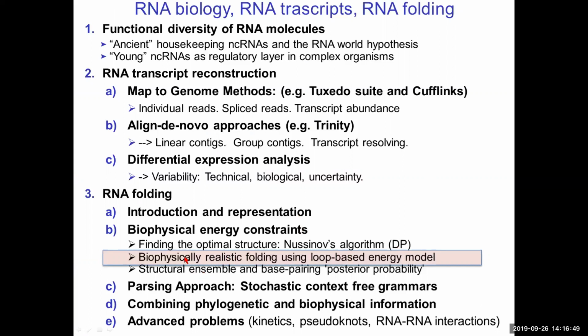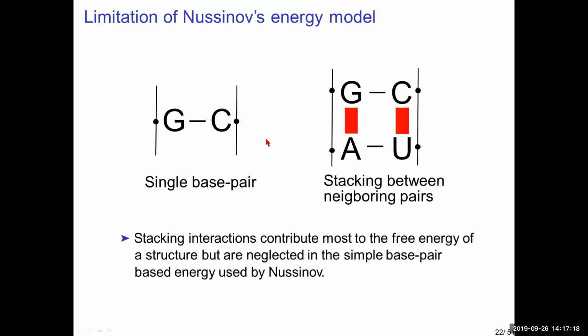You can then go a step further and say, well, the most important aspect of RNA folding is not in the specific base pairs that are made, but it's in the stacks, so in the pairs of base pairs, and that's where most of the energy resides. So basically, this hydrogen bonding provides, yes, some energy, but the interactions between consecutive base pairs provide a lot more energy. So much more biophysically realistic folds can be made using these loop-based energy models. So instead of looking at a single base pair, you're basically looking at all these stacking interactions between neighboring pairs. Everybody with me?